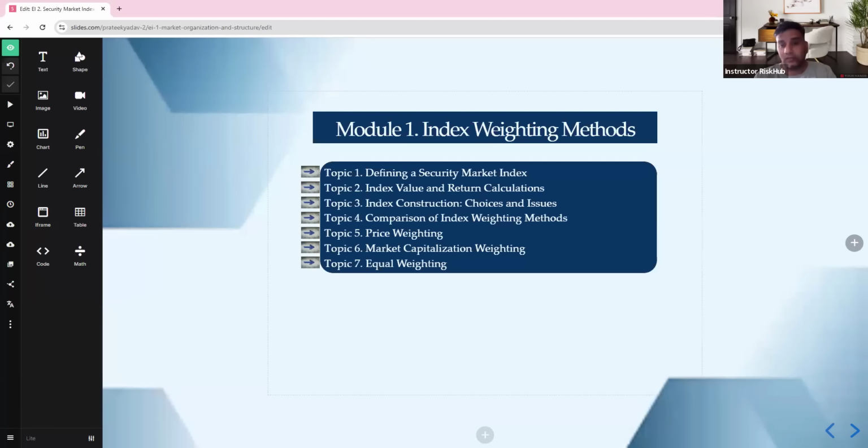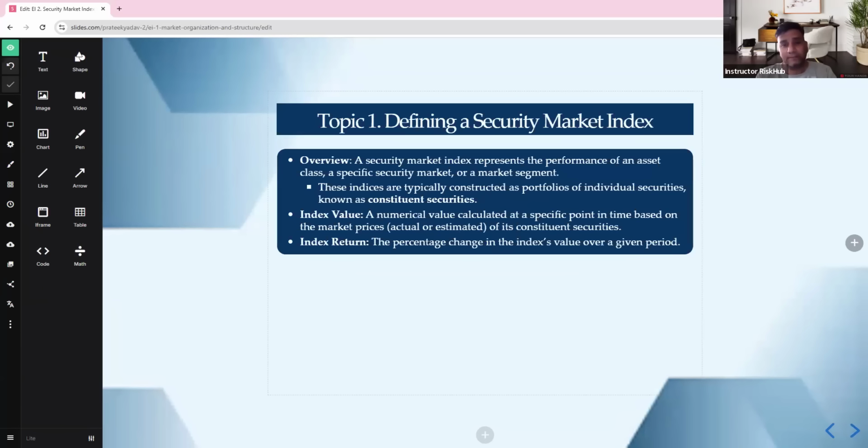Then you do the comparison of index weighing methods, which is critical for exams. Then the price weighted index, then the market cap weighted index, most important, then the equal weighted index, right? Think of it as: first understand the what, then understand the how, finally understand the differences, right? That's what we try to do. Okay. Then the next part is defining a security market index, right?